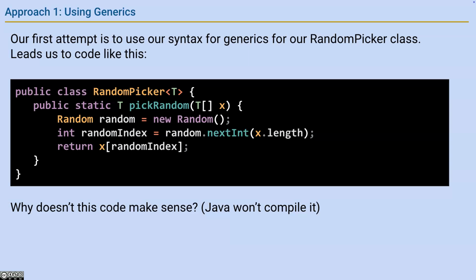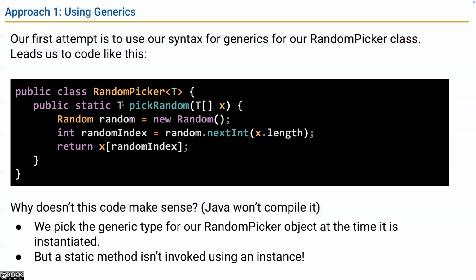Yeah? Something static-y, right? That would mean that for a random picker, you need to instantiate it and then call pickRandom and use its type. But there is no specific random picker. A static method on a random picker doesn't really make sense to me. That's kind of an advanced thought. It doesn't make sense because we would need to instantiate a random picker to pick the type using the bracket operator later, but then we don't invoke a static method using an instance.